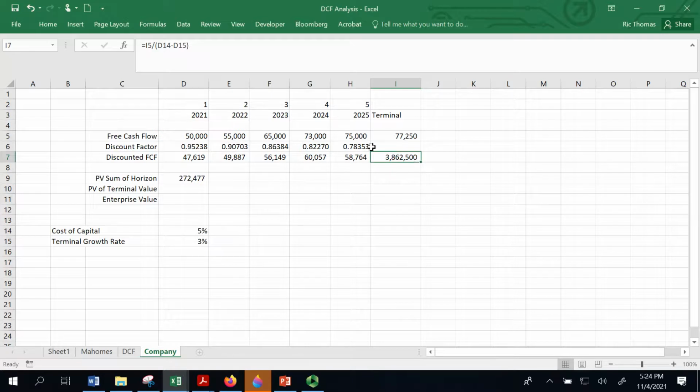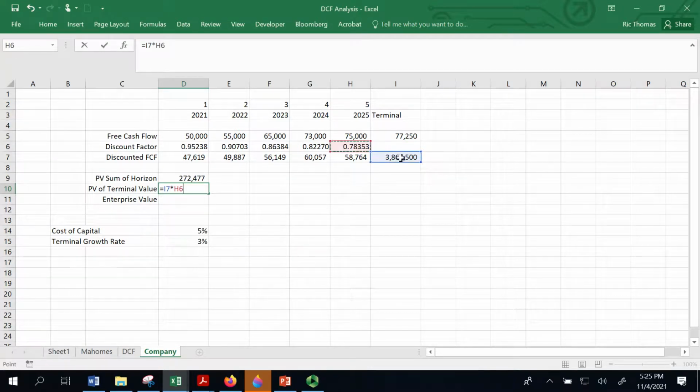But here's the thing. That's what it's worth at the end of the year 2025. What I want to know is what's the present value of this amount today. That's what I can sell this in 5 years from now for, $3.86 million. So what's that worth to me today? Well, I got to figure out the present value of that. So I'm just going to take that number and I'm going to multiply it by the discount factor that exists at that time. So it's the end of 2025.